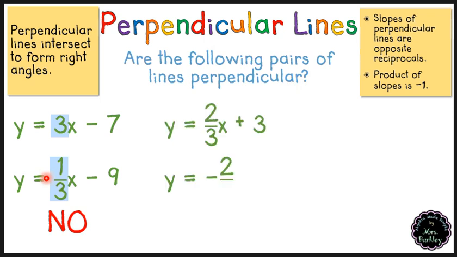Looking at the next pair, we have y equals 2/3 x plus 3 and y equals negative 2/3 x minus 5. Both of these equations are also in slope-intercept form. The slope of our first equation is 2/3, and the slope of our second equation is negative 2/3. So we see that one of them is positive and the other slope is negative. They are opposite signs, but then we need them to be reciprocals. 2/3 and 2/3 are equivalent. Those are not reciprocals of one another. So these are not perpendicular lines.